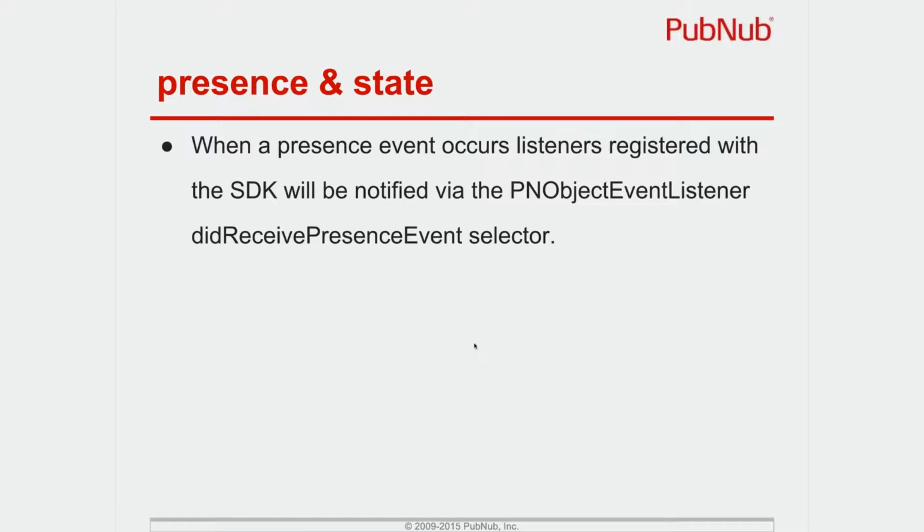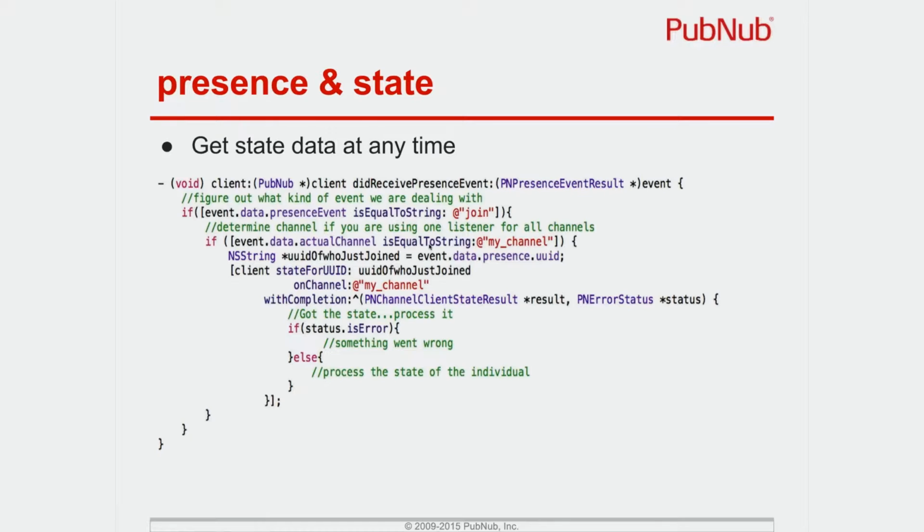All right. When a presence event occurs, listeners registered with the SDK will be notified. Again, going back to PNObjectEventListener, it's just going to be the didReceive presence event selector. And here I have a didReceive presence event implementation. I'm checking the event that's coming in. I'm seeing if that presence event is join, so presence event maps to action on the payload. If it is, then I'm checking to see if it's on the channel that I'm interested in.